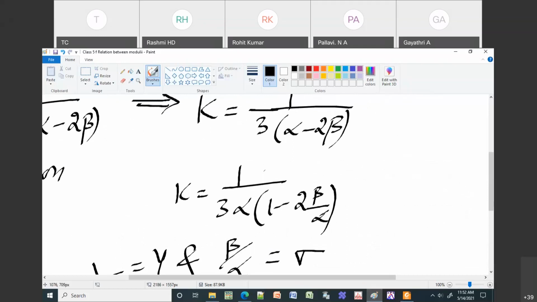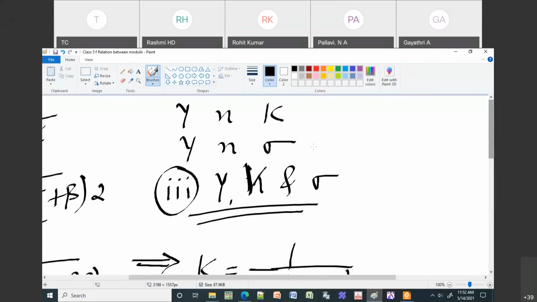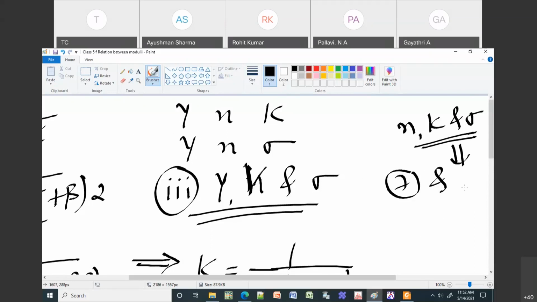So can you tell me what is the last relation you need? Sir, n, k, and sigma. So n, k, and sigma. For this we have to use only equation number 7 and 8. Using these you can try to get the relation between n, k, and sigma. So you try yourself. If not, we will do it again in the next class. Don't worry about that.